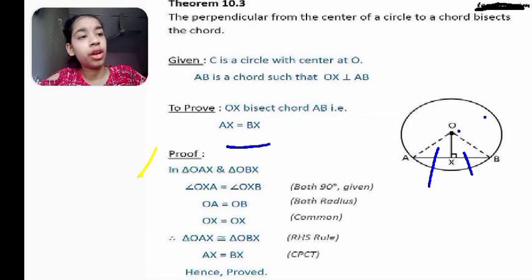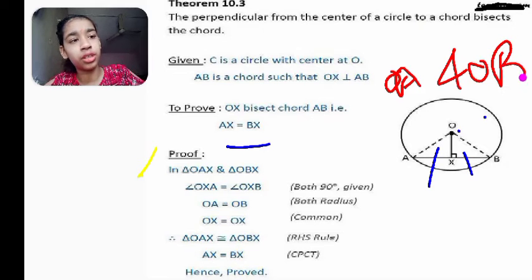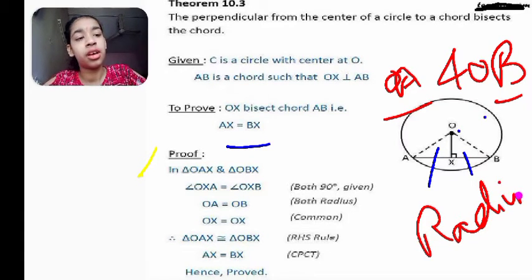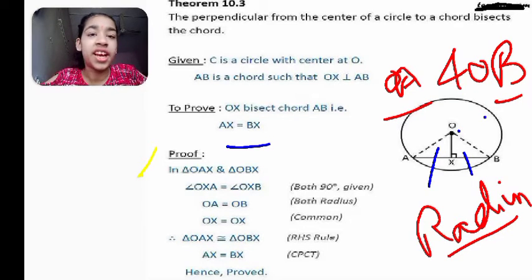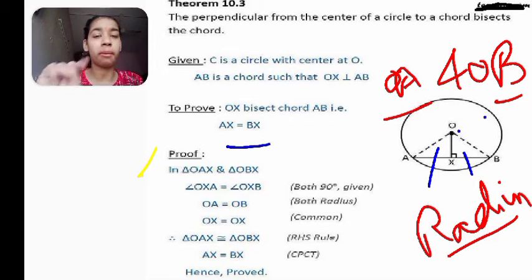By the construction of OA and OB, they will be our radius, and two triangles will form, triangle OAX and triangle OBX. You can see in these triangles that OX is common in both triangles.